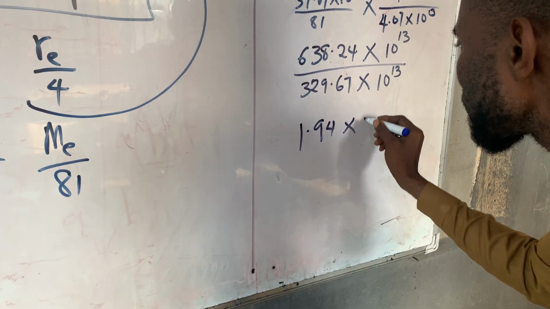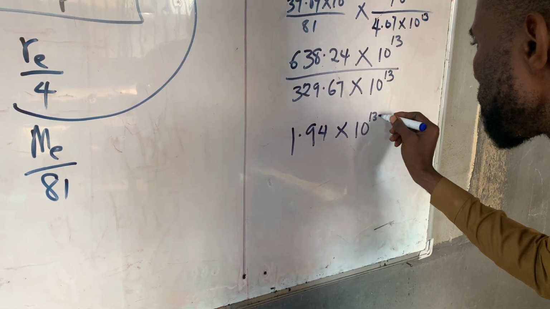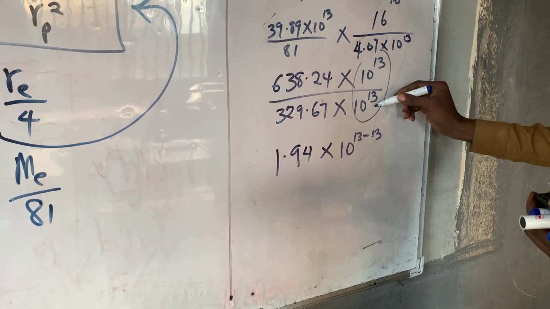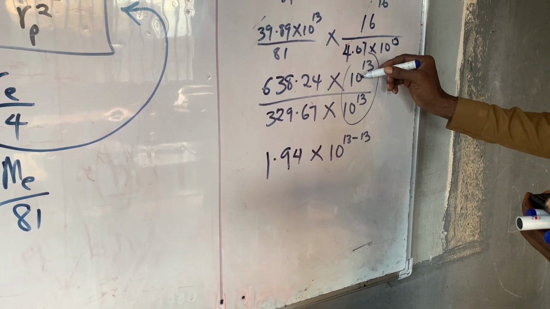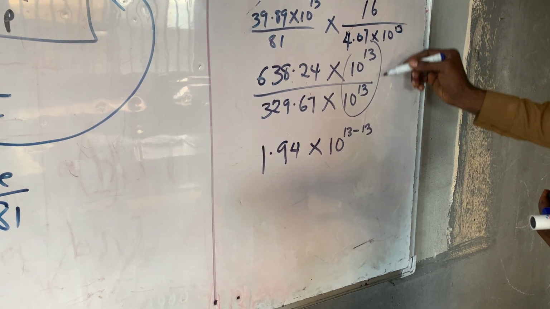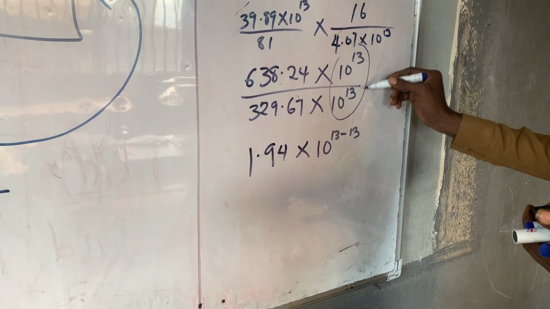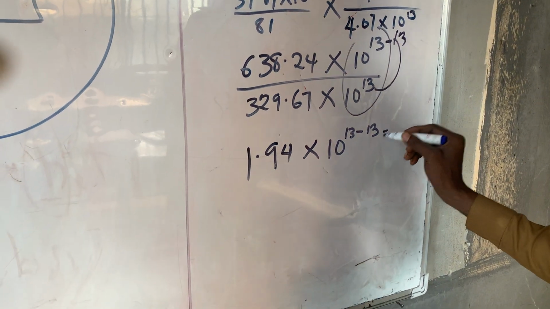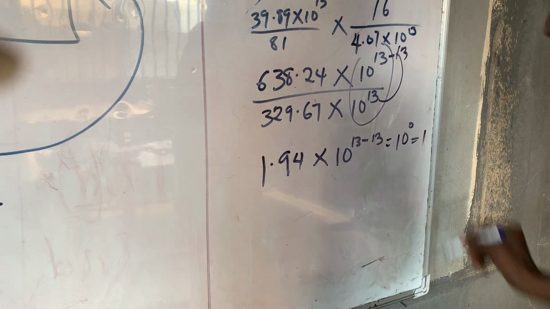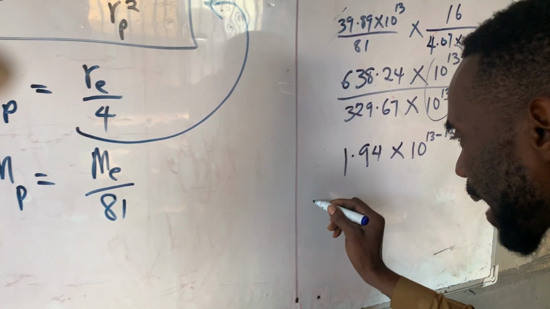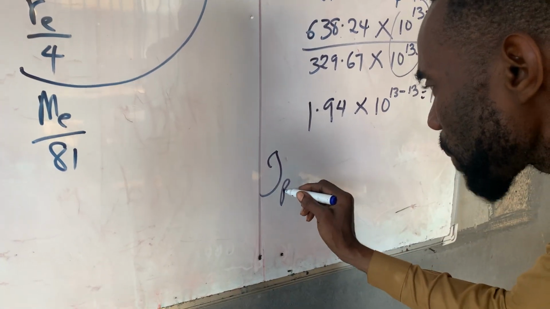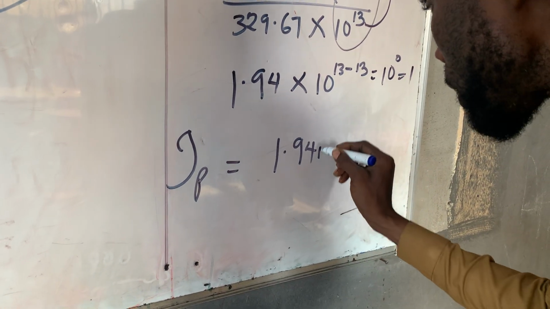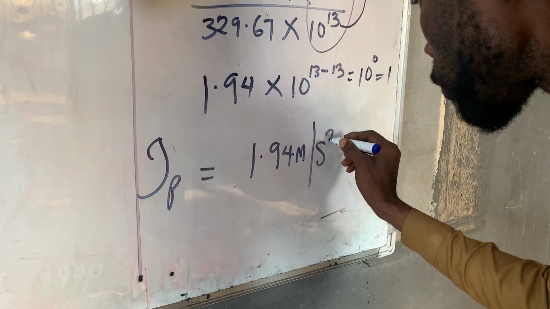That is giving us 1.94 times 10 raised to the power of 13 minus 13. Remember the law of indices. The bases are the same, and the powers are also the same, so 13 coming here becomes minus 13. 13 minus 13 is 10 raised to the power of 0, and that is equal to 1. So therefore, the acceleration due to gravity on the planet will be equal to 1.94 meters per second squared.